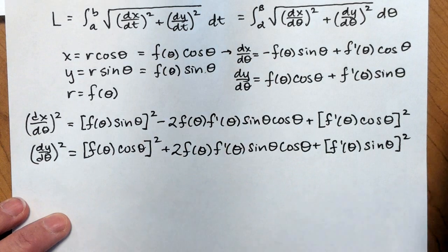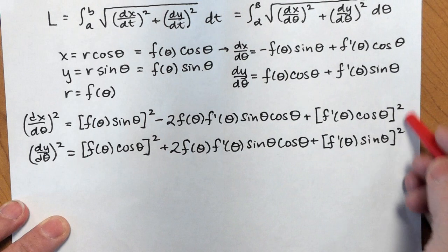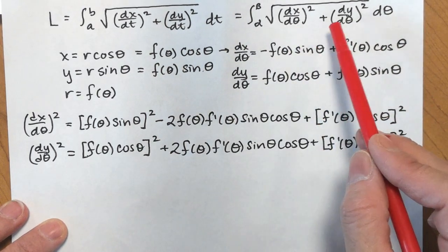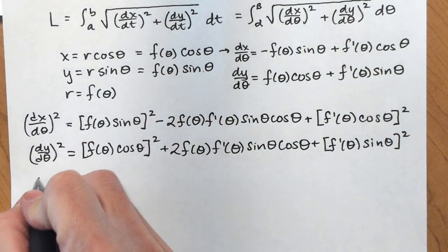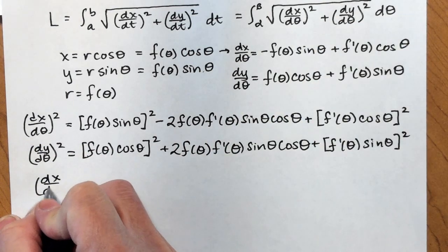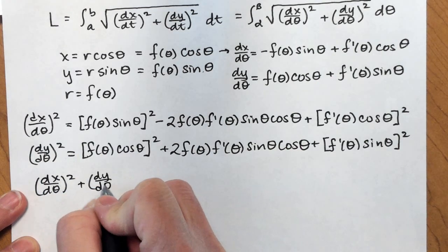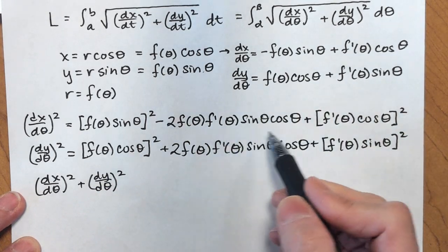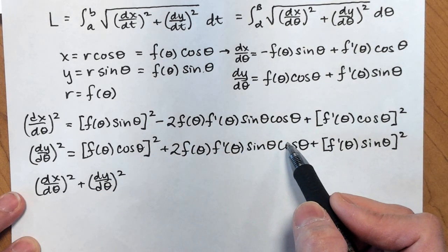All right, well, now we're going to do some linear combination. We want to add these two together because what we're really going for is dx d theta squared plus dy d theta squared. So when we add the left sides, we get what's under the radical here, dx d theta squared plus dy d theta squared. And when we add the right sides, well, the middle terms are going to cancel each other out because I have a minus 2 and a plus 2 of the same expression.